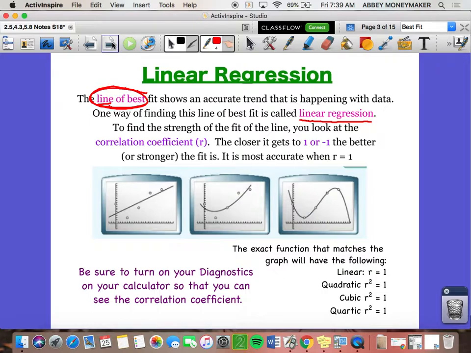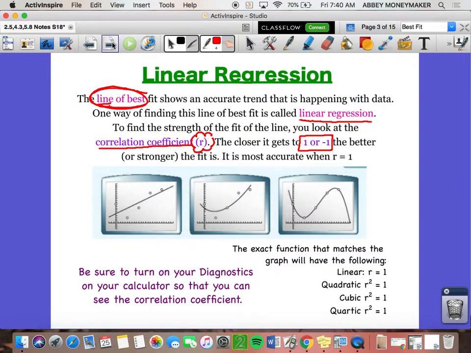All right, to find how strong or weak, positive, negative that correlation is, we look at what's called the correlation coefficient. And that variable is represented by R. The closer that R value is to 1 or -1, the stronger the fit is. Okay? It is most accurate when it's at that 1 or -1.